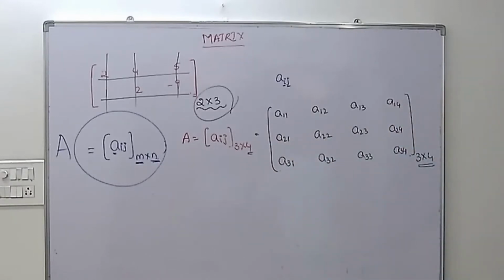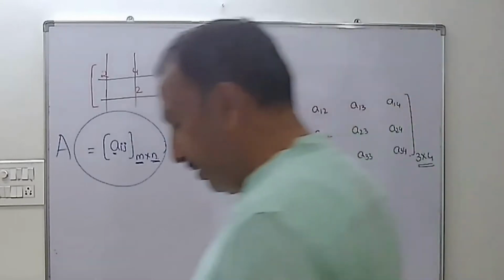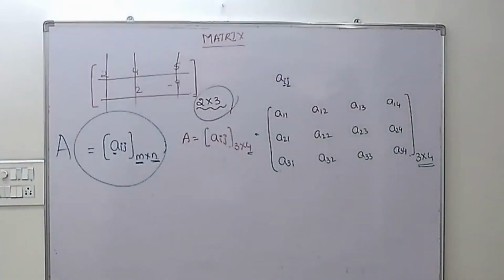మెల్లగా రాయండి. The arrangements of the elements in the horizontal and vertical lines is called matrix.